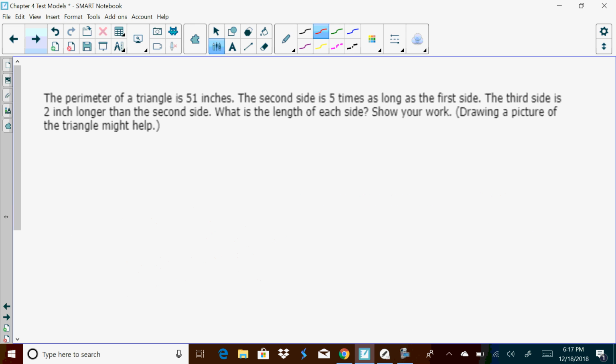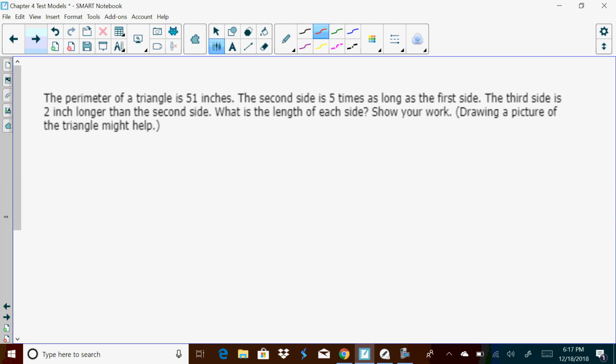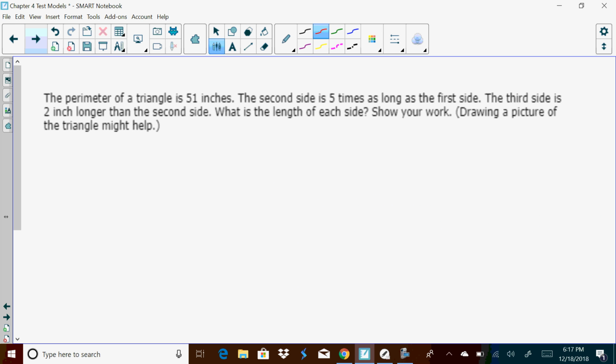Okay. The next one is we have to write an equation in order to solve. So it says the perimeter of a triangle is 51 inches. The second side is 5 times as long as the first side. The third side is 2 inches longer than the second side. What is the length of each side? Show your work. So you can draw a picture of a triangle. That's going to help you kind of set it up.